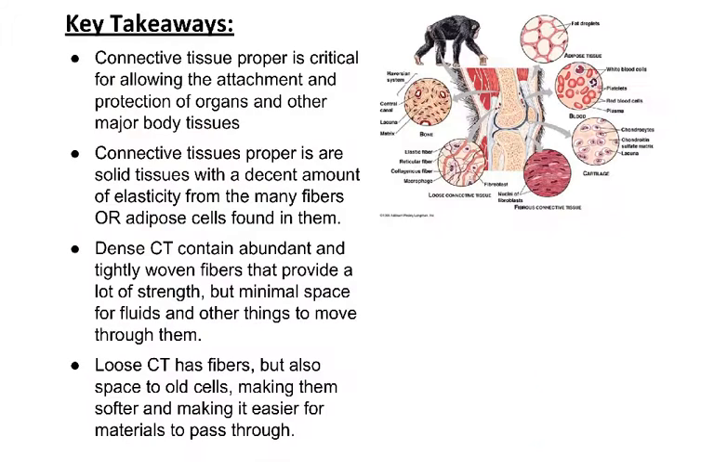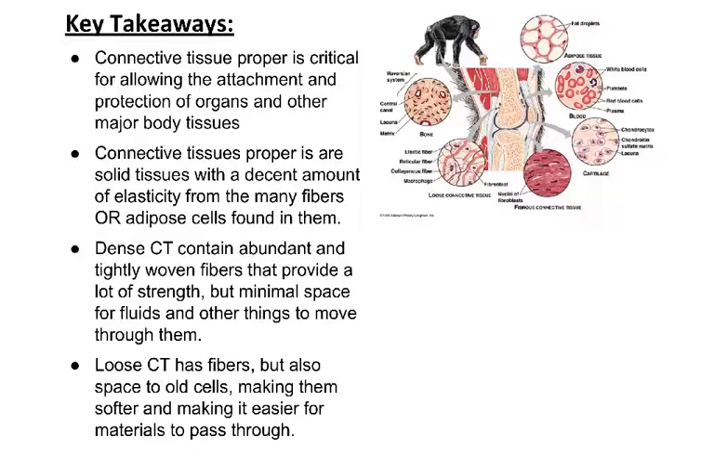All right, takeaways. Connective tissue proper is needed to allow the attachment and protection of organs and other major body tissues. They are generally solid tissues with a decent amount of elasticity from many fibers, or they have adipose cells found in them that allow them to be pretty elastic to a degree. Dense connective tissue contains abundant and tightly woven fibers that provide lots of strength but minimal space for fluids and other things to move through them.